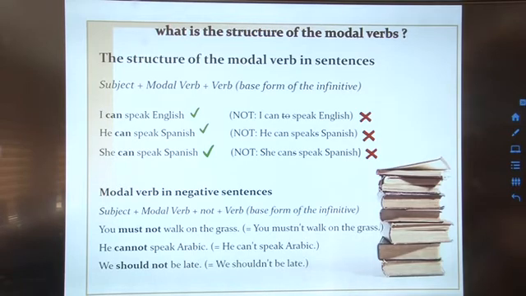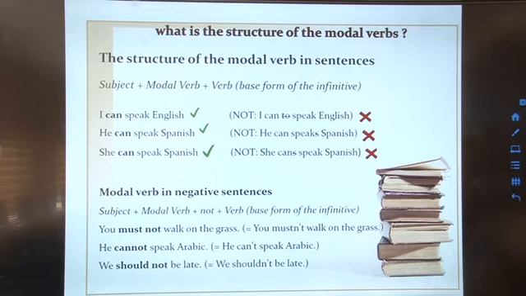And he can speak Spanish. This is a right sentence, and we should note this. He can speak Spanish. Here we shouldn't add the s. And she can speak Spanish. Here is the right sentence. We shouldn't write the s. She can speak Spanish. We shouldn't add this s to the sentence.